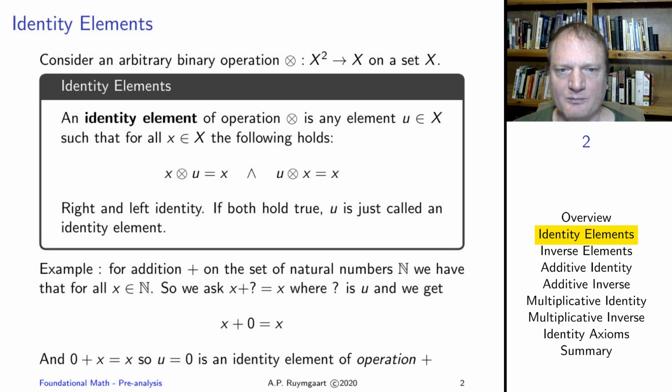So let's look at an example for addition on the natural numbers. Let's try the identity element u equals 0. So now for any x in the set of natural numbers, x plus 0 equals x. So that holds true. So 0 is a right identity element of the addition operation on natural numbers. And it's a left identity as well, because 0 plus x equals x for all elements in the set of natural numbers.